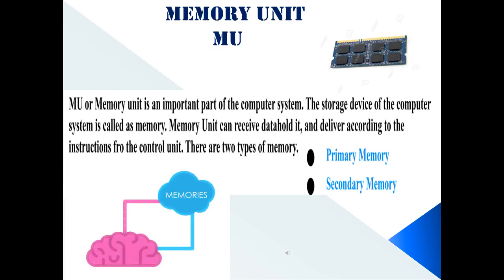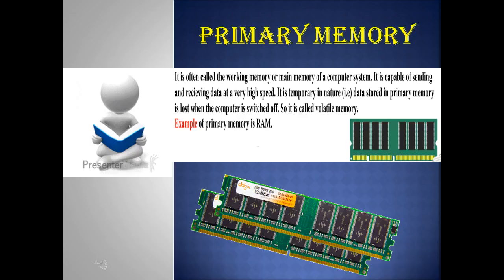Here the memory unit can receive data, hold the data, and deliver it according to the instructions from the control unit. So the memory unit can deliver data to anyone only after the instructions are given from the control unit. There are two types of memory: one is primary memory and the second is secondary memory.